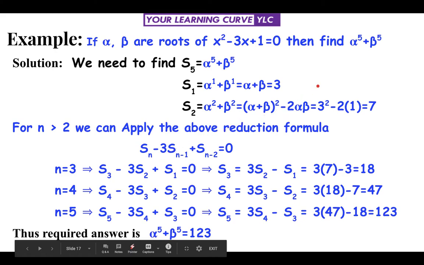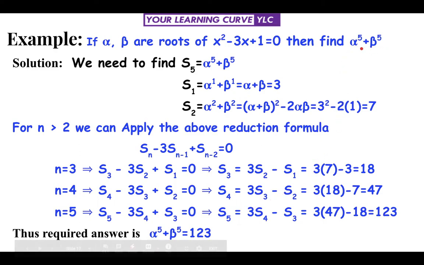Now we need to find S5, which is our answer. So S5 is equal to 3S4 minus S3, or 3 times 47 minus 18 is equal to 123. Therefore, we can say that alpha to the power 5 plus beta to the power 5 is equal to 123. Remember, here you cannot directly jump to S5. You have to find S1, S2, S3, S4, then S5.